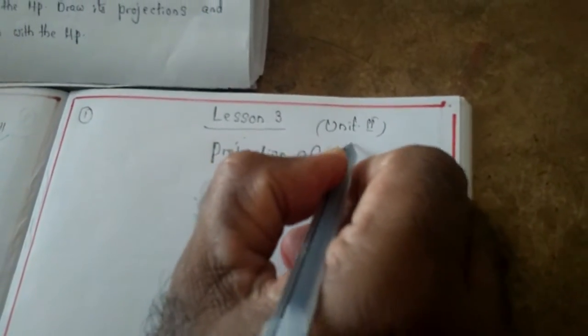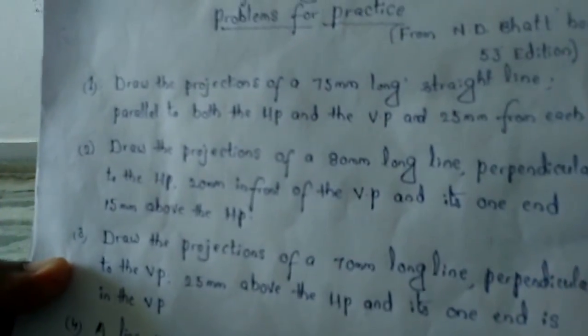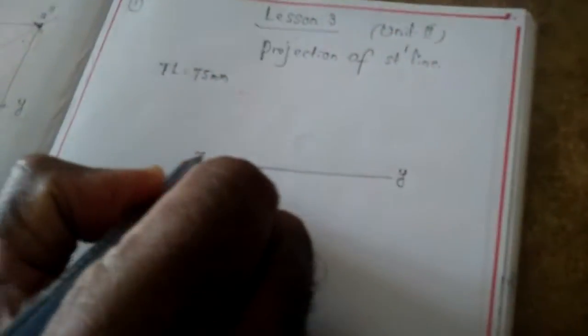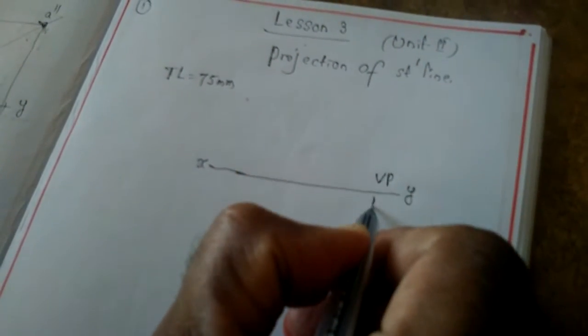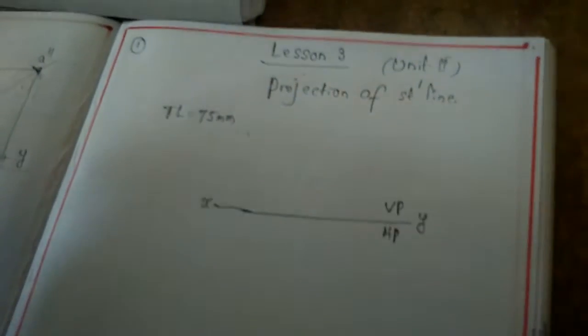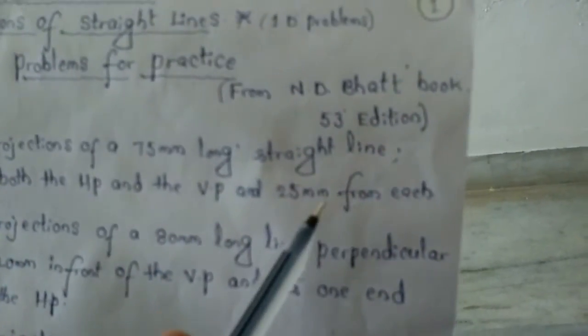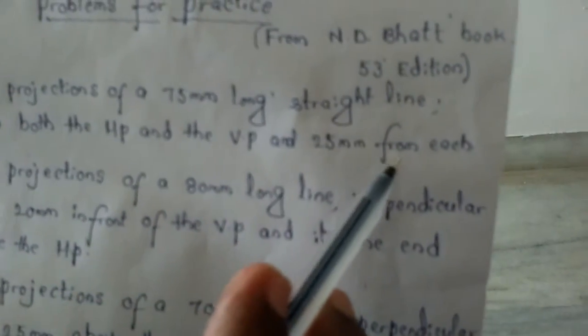First we want to read the problem. Number 1, draw the projection of a straight line. The straight line length 75 millimeter, nothing but true length equal to 75 millimeter. Once the line is parallel to HP and parallel to VP, first you want to draw the XY line. See here, this is the XY line. Already you know this is VP and this is HP. Once the line is parallel to HP and parallel to VP, front view is parallel and top view is parallel, and 25 millimeter from each. From each means from HP 25 millimeter, from VP also 25 millimeter.